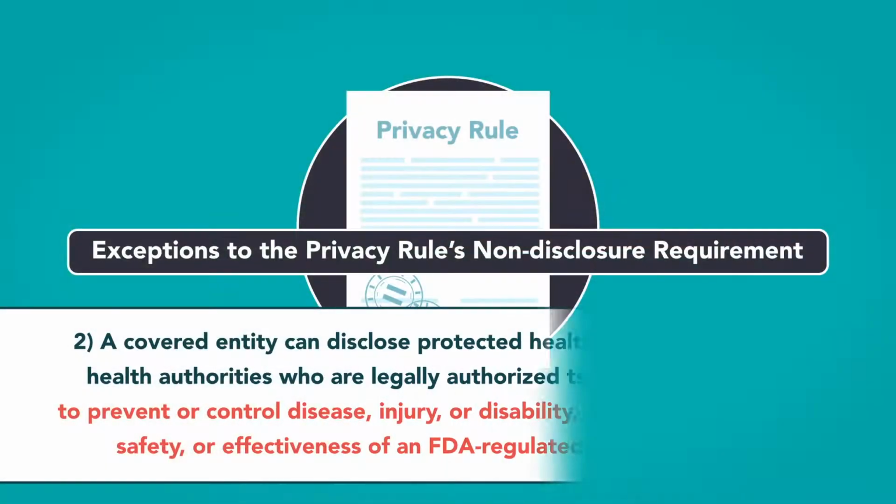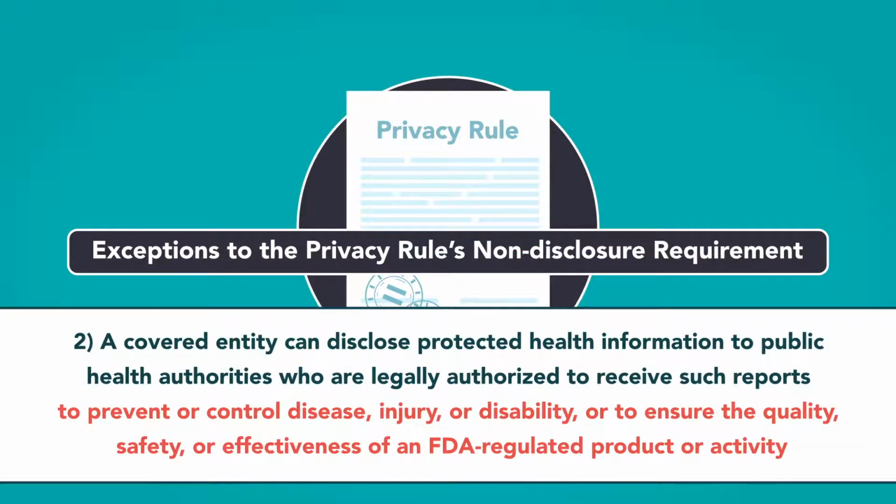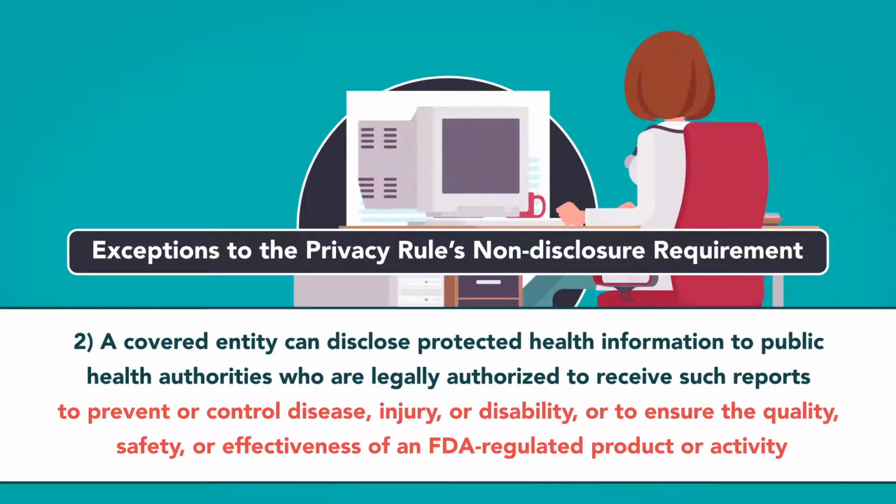Under the second exception to the privacy rule's non-disclosure requirement, a covered entity can disclose protected health information to public health authorities who are legally authorized to receive such reports to prevent or control disease, injury, or disability, or to ensure the quality, safety, or effectiveness of an FDA-regulated product or activity.